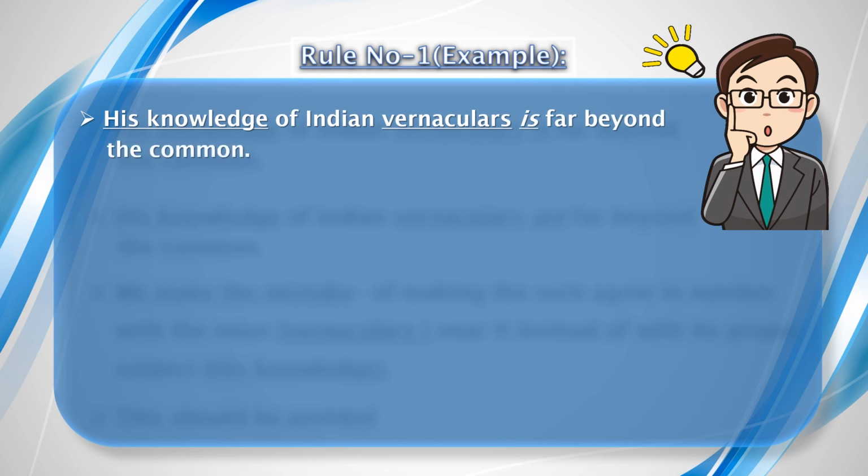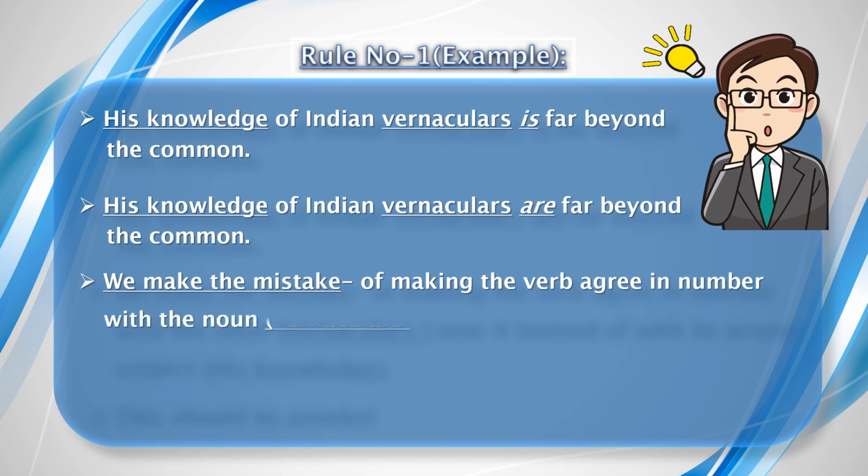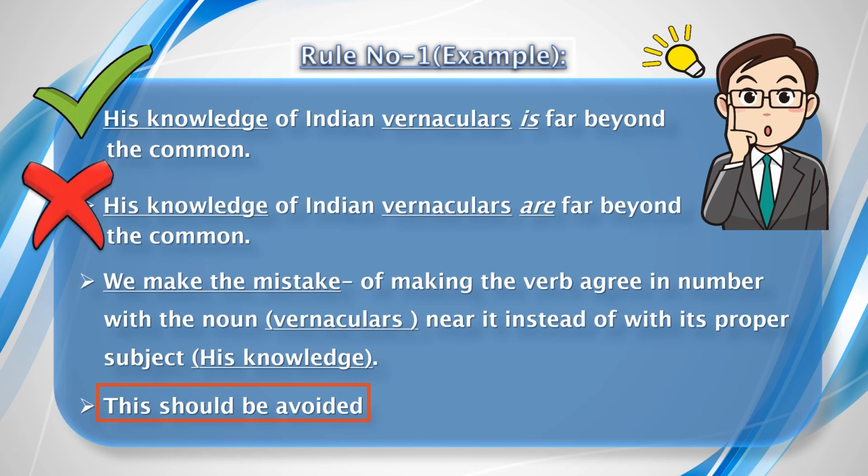Now you see, we can give another example. His knowledge of Indian vernaculars is far beyond the common. Because of vernaculars, we might write 'are', but I am writing 'is' because I am agreeing with his knowledge. What is the subject? The subject is his knowledge. So this is the common error that most often, without realizing, we also make.